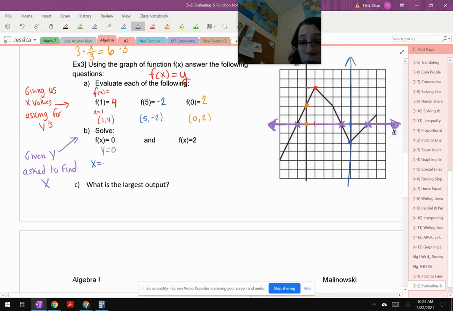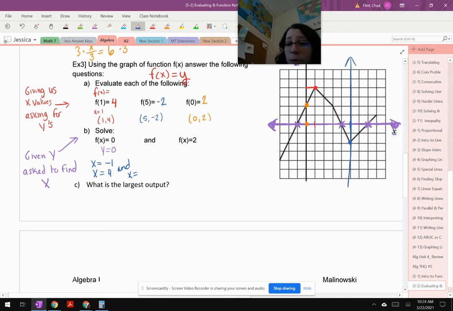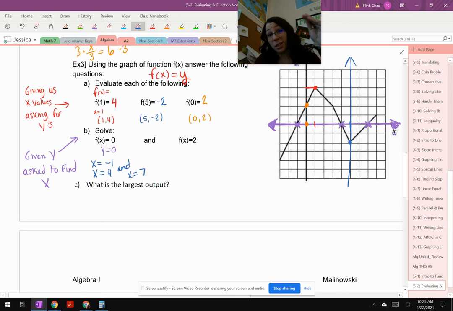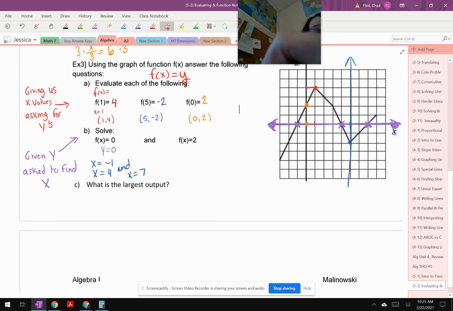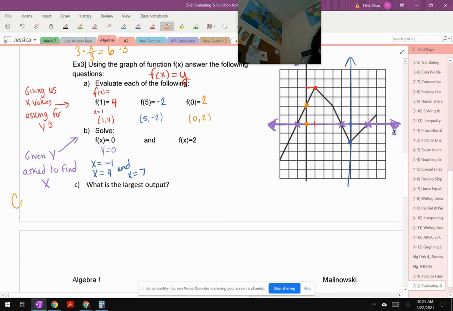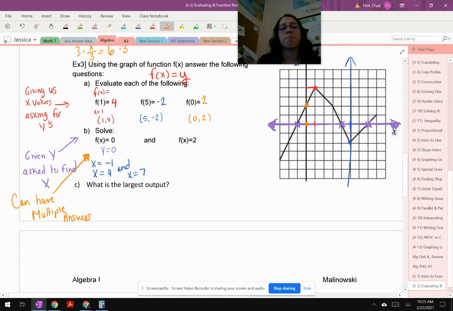So x is equal to, that would be -1. X is equal to 1, 2, 3, 4. And x would also be equal to, that was 4, 5, 6, 7. 1, 2, 3, 4, 5, 6, 7. Yep. Count twice and don't lose any points instead of counting wrong. So these ones can have multiple answers for these part B's here.